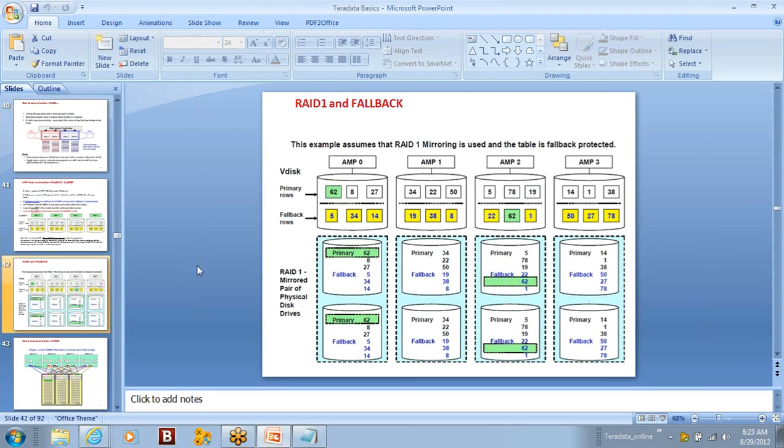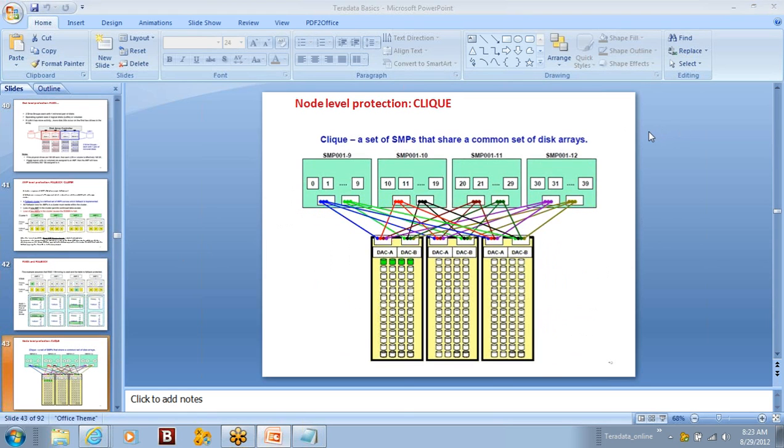Okay, so let's go with the next level of protection: clique. Clique is also a similar technique of clustering, where they group a number of nodes as a clique. The spelling is CLIQUE and it is pronounced click. A clique is a set of SMPs, that means nodes, that share a common set of disk arrays or a common set of memory pool.